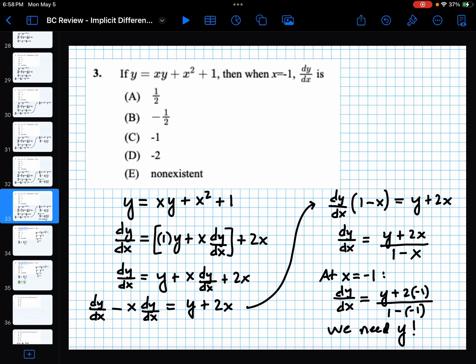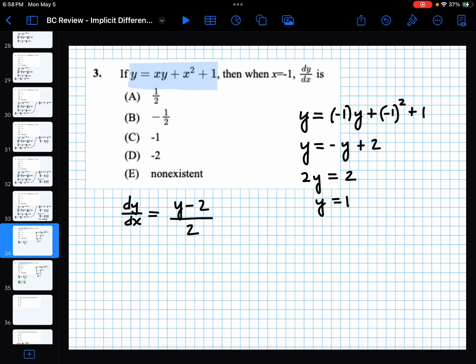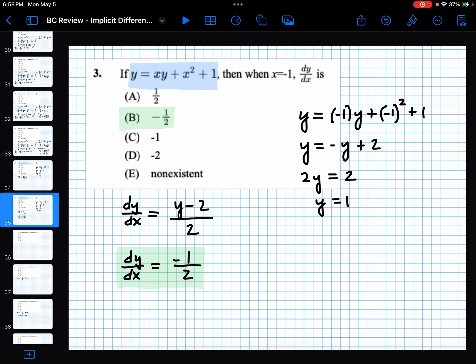Well, I'm going to take what I know dy/dx to be already with x equal to -1, and I'm going to solve for y in the original equation. I just replace all the x's with -1, and I wind up with a y value of 1. So when I substitute that back into my derivative, I get 1 minus 2, or negative 1 over 2, and I get a choice B option here. dy/dx is equal to negative 1/2. All right, on to the next.